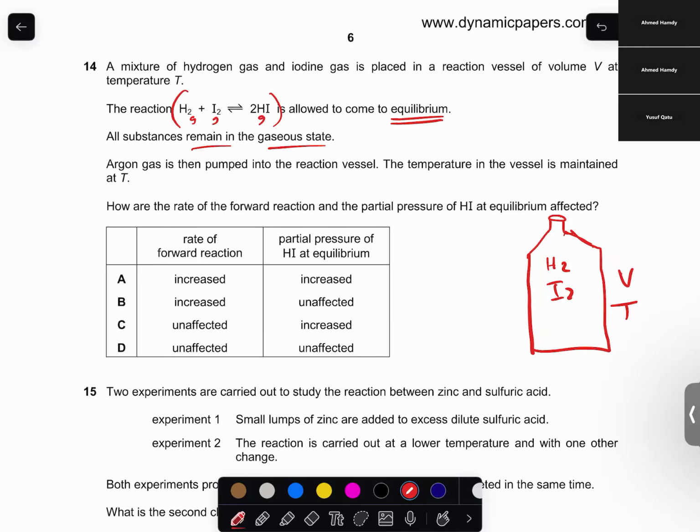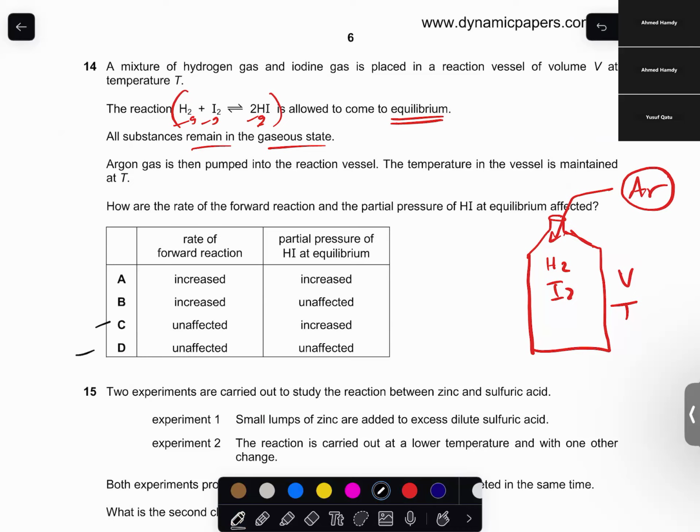Argon gas is pumped into the reaction vessel. We put here argon, Ar. The temperature in the vessel maintains T. How are the rates of the forward and backward reaction affected? Since we put something which is not related to the reactant or product, it doesn't change. It will not affect the rate of the reaction because we didn't increase the concentration of the reactant or the product, or change the pressure. So the rate of the reaction is not affected.